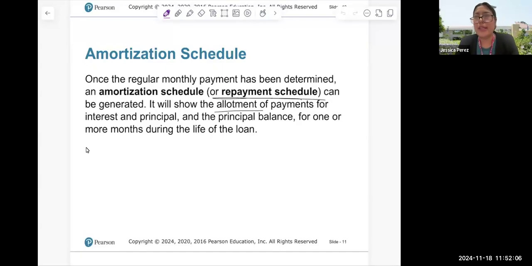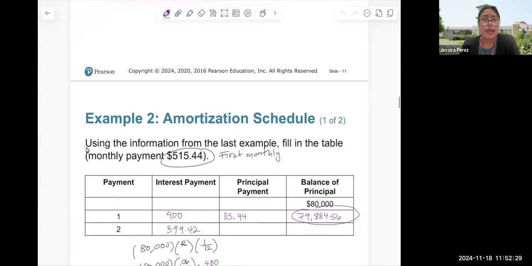Hello all and welcome to the continuation of 13.4 Part 2, Amortization Schedule. So once the irregular monthly payment has been determined, an amortization schedule or repayment can be generated. It will show an allotment of payments for interest and principal and the principal balance for one or more months during the life of the loan.